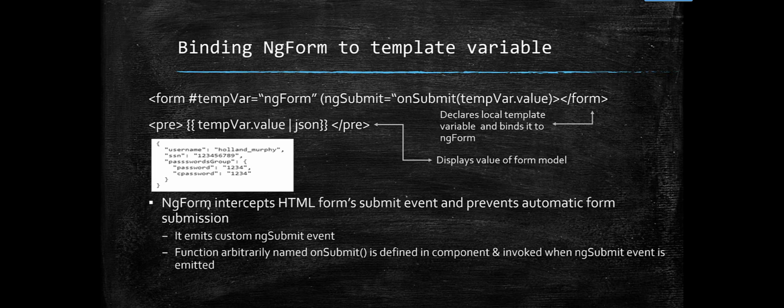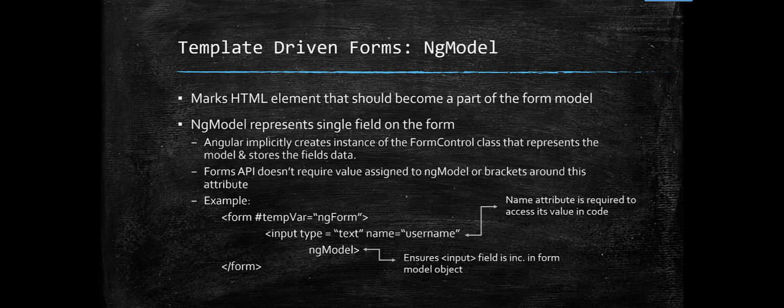An ngForm intercepts the HTML form's submit event and prevents the submission. It emits that custom ngSubmit event, so you can define the method in your class. In this case, we just logged it to the console. Like I mentioned earlier, it's an arbitrarily named function, so you can call it whatever you want. In this instance, we called it onSubmit, and every time the ngSubmit event is emitted, that function is invoked.